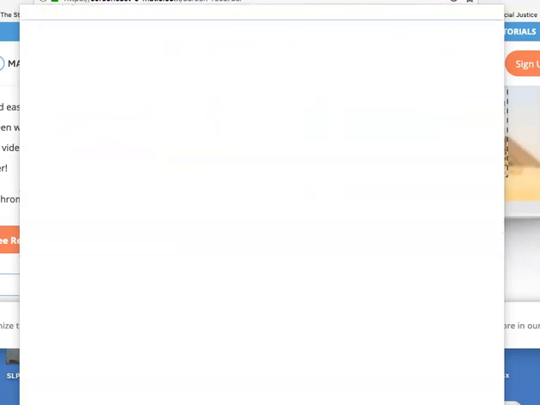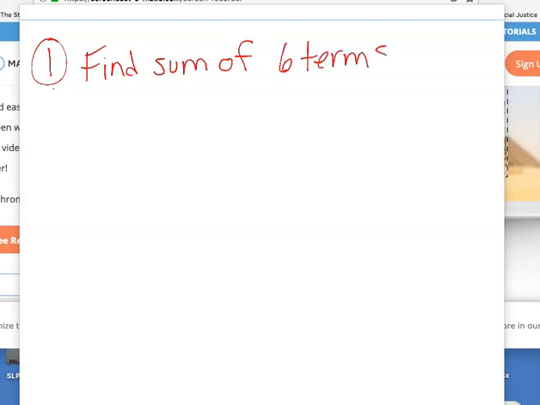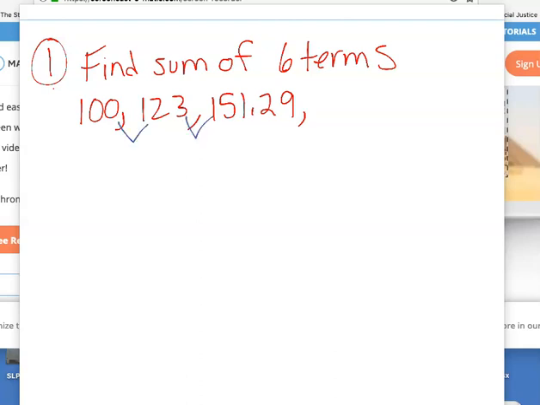The first problem: find the sum of the first 6 terms. We have 100, 123, 151.29. The first thing, this one isn't obvious. We don't know what our ratio is. How do we get from one to the next? Our ratio is 123 divided by 100.